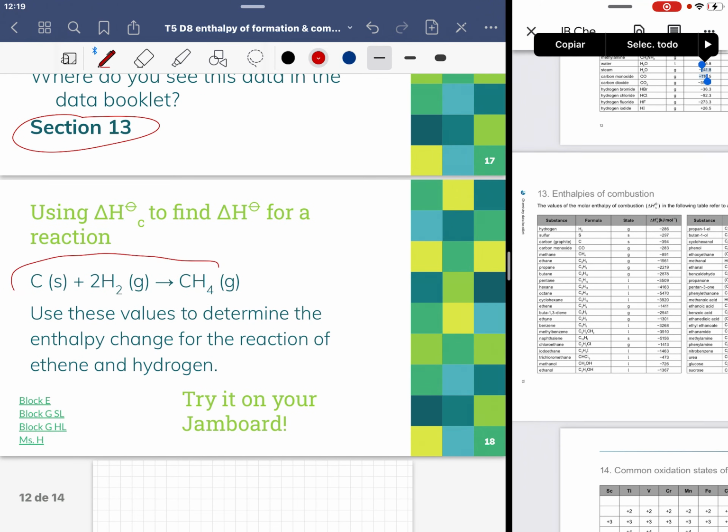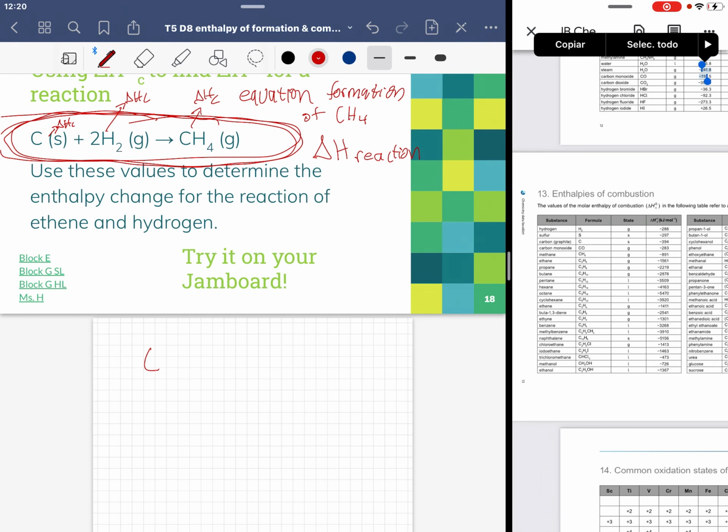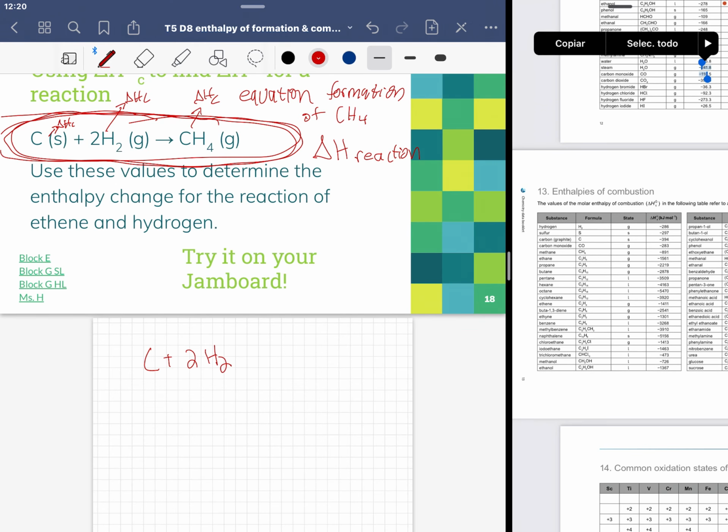All right, so same idea. We have an equation. This happens to be the equation for the formation of methane, of CH4. Again, it doesn't really matter what equation it is. But what I'm going to do is use the delta H of combustion for each of these things to find the overall enthalpy for this reaction. So very similar idea to before. But instead of using formation data, I'm now looking at combustion data.